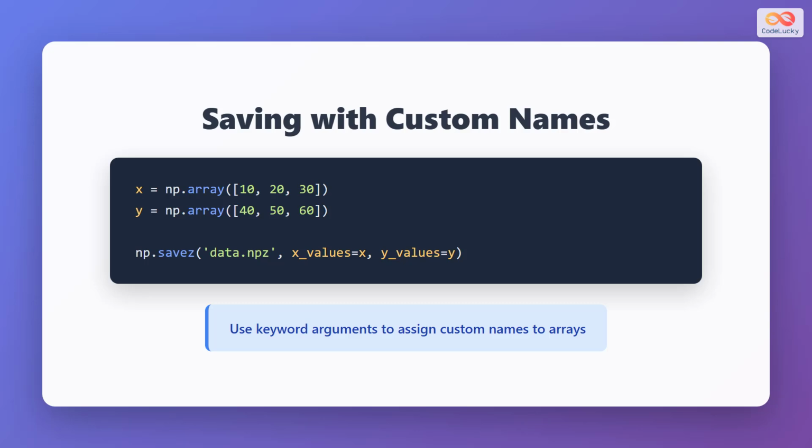For better organization, you can assign custom names to your arrays using keyword arguments. In this example, we create arrays x and y, then save them with custom names x_values and y_values. This approach makes it much easier to identify and retrieve specific arrays later, especially when working with larger datasets.